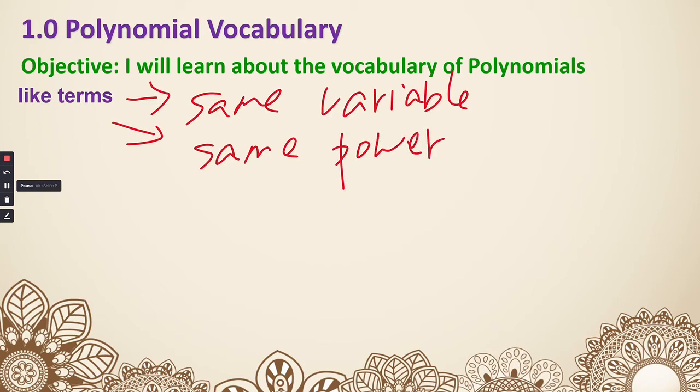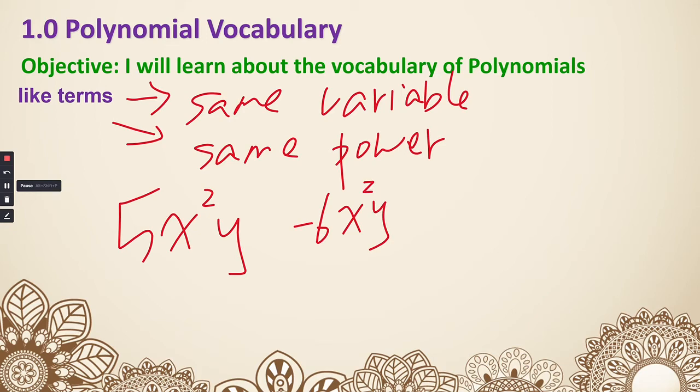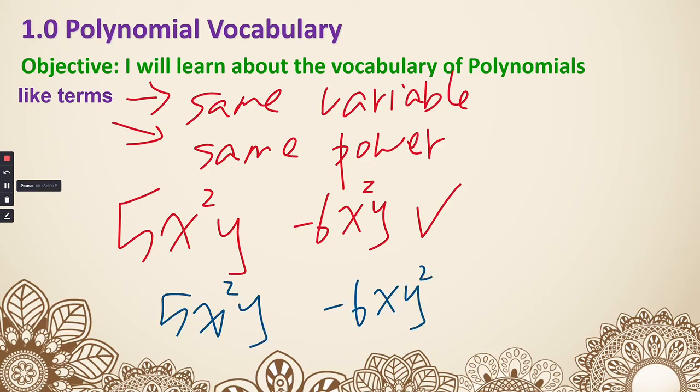So for example, 5x squared y and -6x squared y, they are like terms. But if we have, say, 5x squared y and then -6x y squared, they're not like terms because x has different exponents and y has different exponents. And for the top one, even if we switch the order of y and x, we say yx squared, they are still like terms because y still has the exponent 1 and x still has the exponent 2.